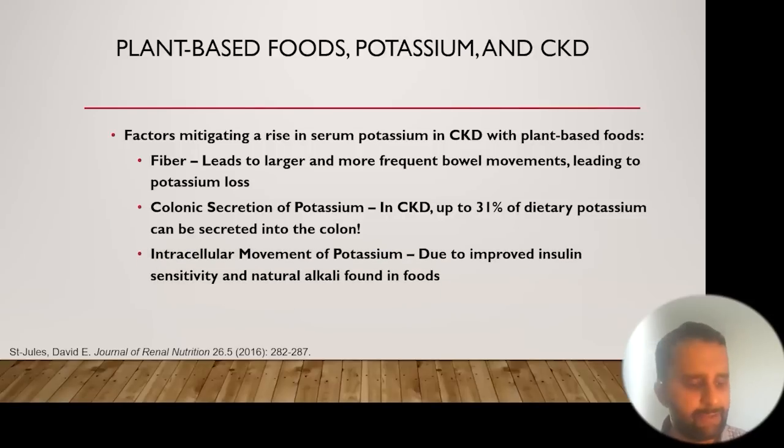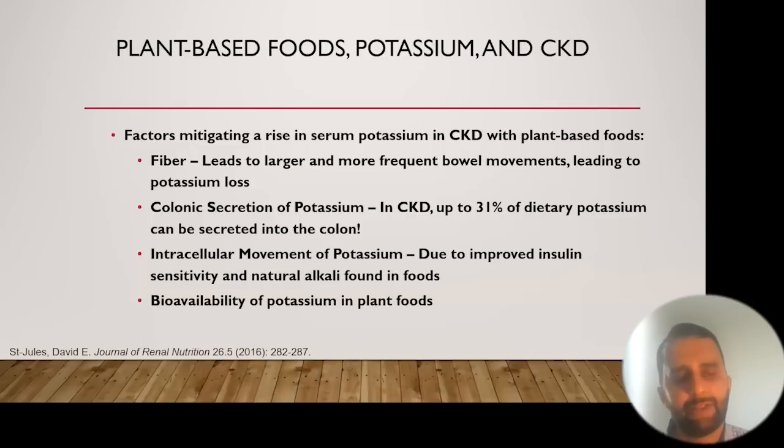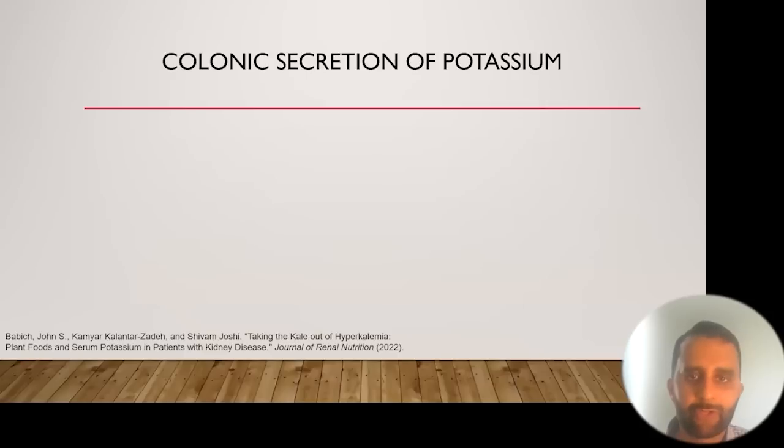Finally, plant foods can drive the intracellular movement of potassium. And this is important because you can move potassium from the blood back into other compartments of the body due to the plant foods having fiber, which improves insulin sensitivity, and then also natural alkali, which helps to reduce the acid levels of the blood. And then finally, there may be some contributions to the bioavailability of potassium that's affecting how much potassium gets absorbed. This is a new and hot topic. It's yet to be definitively proven, but it's still food for thought.